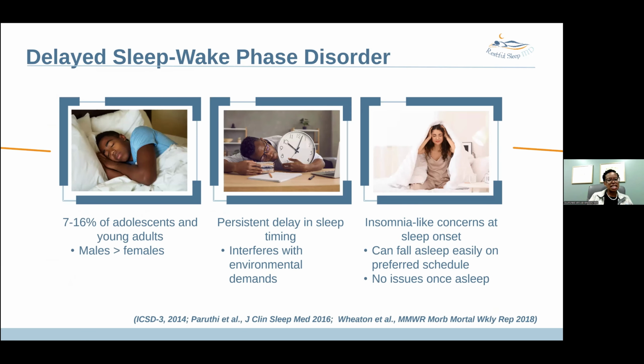How about delayed sleep-wake phase disorder? This is a circadian rhythm disorder. Again, remember, I've talked about this before, your brain produces melatonin in the evening at a certain time. In younger children, the melatonin production starts early, so they fall asleep early. Older kids, there's a delay. Kids with ADHD, there's a delay.